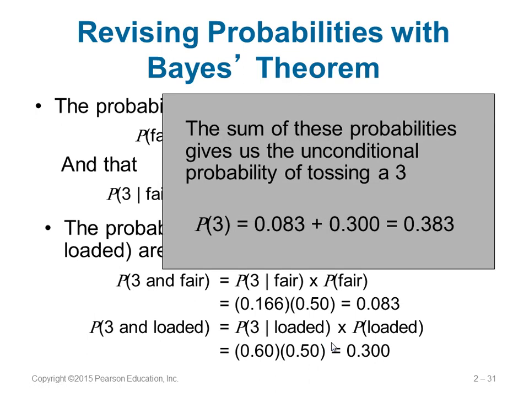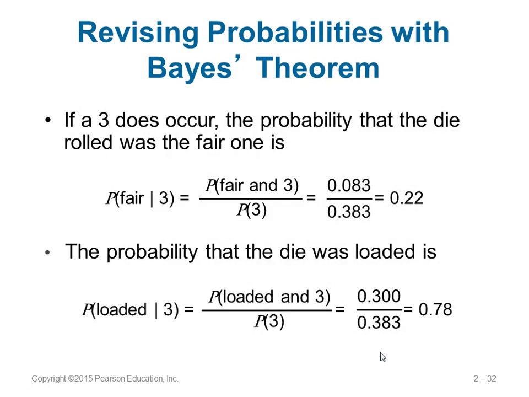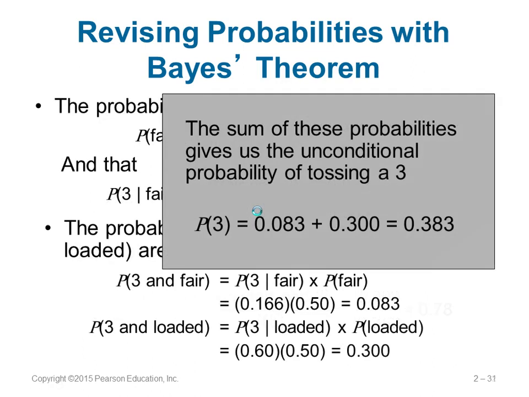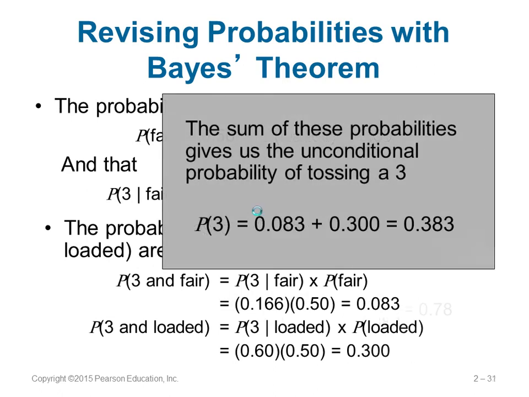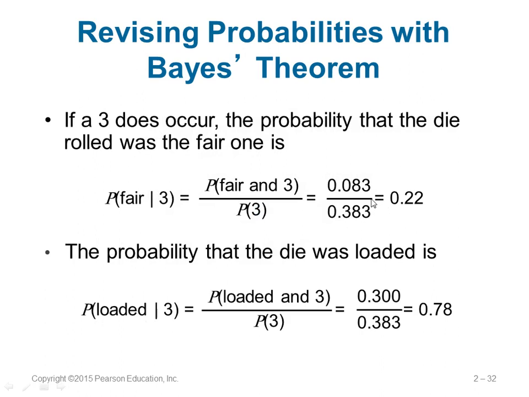Now if you want to find out the probability of getting 3, just add these two. Okay, this one plus this one, 0.083 plus 0.3, you get 0.383. This is the probability of getting number 3. Now you want to do the reverse. Given that you have number 3, you want to see whether the die you have got is a fair one or not. So again, P(fair and 3) by P(3). The probability of 3 we have just calculated. The probability of 3 and fair also we have calculated. So it's easy now to calculate these values. So you just get the value.